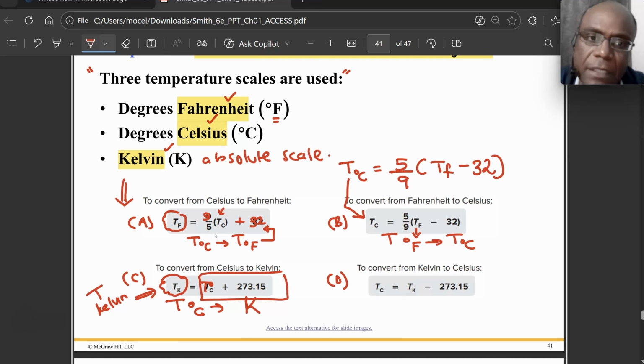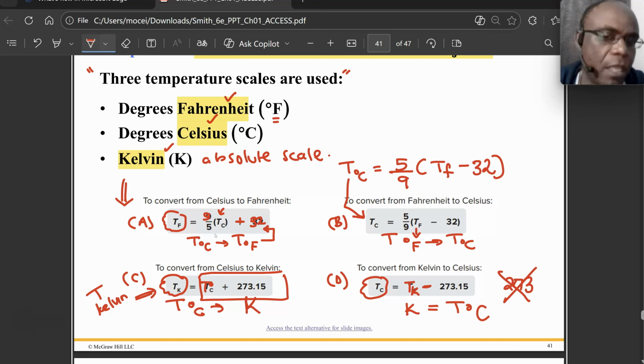And then part D, if you want to convert the temperature in Kelvin to degrees Celsius, you take your given Kelvin temperature value and subtract 273.15. Yes, I insist on 273.15, not just 273. Most books will use 273. No, no, no. Always use 273.15 to get accurate, precise readings.